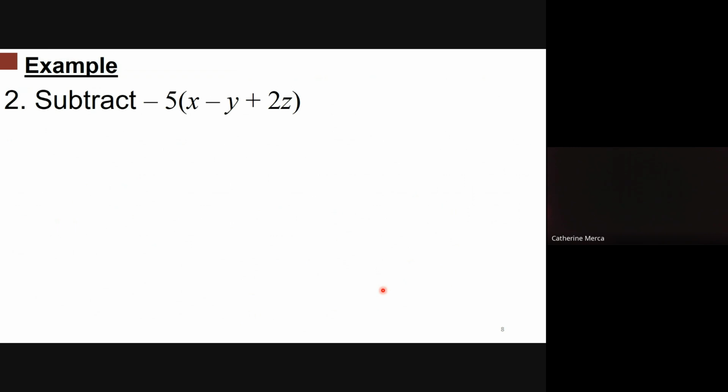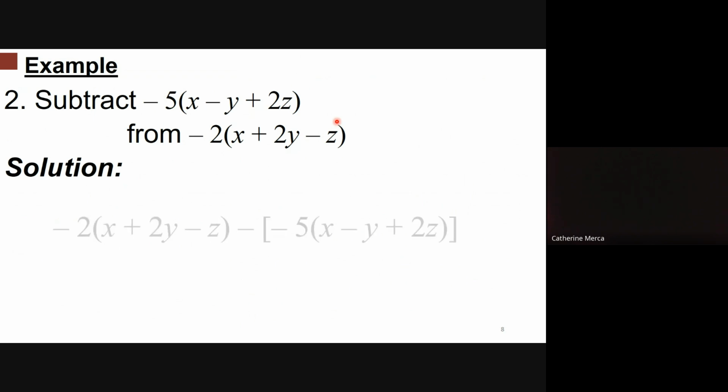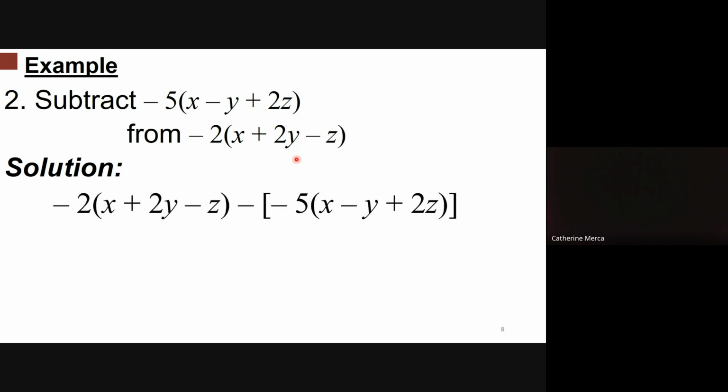Another example is to subtract minus 5 times the quantity x minus y plus 2z from minus 2 times the quantity x plus 2y minus z. When you say "from," it means you subtract this quantity from this quantity. So you have to rewrite it as minus 2 times the quantity x plus 2y minus z, minus minus 5 times x minus y plus 2z, because you are to subtract this quantity from this.